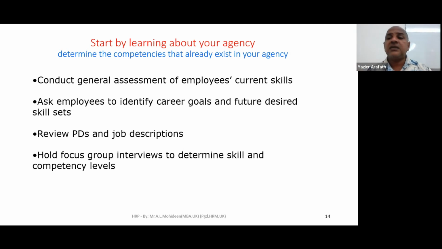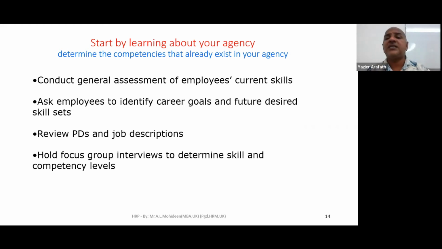Already there are certain people to be promoted to a certain level. So certain positions, at the time, need certain skills, or we in the organization bring people to a certain position, so that competency should be considered, and review certain job descriptions. Yeah, we have to think about it, and hold focus group interviews. When we interview people in the organization, we can identify their competency level, and we can determine what skill set they have.